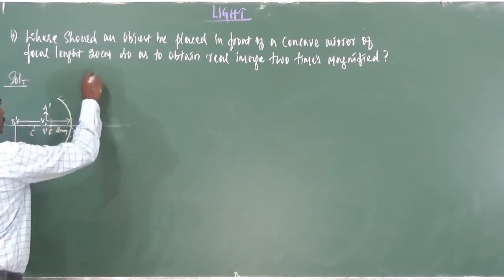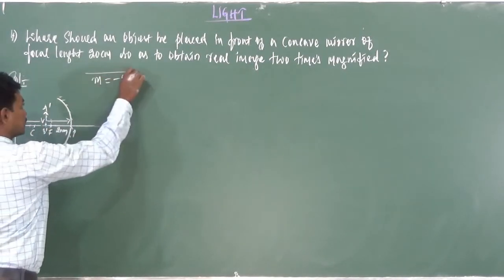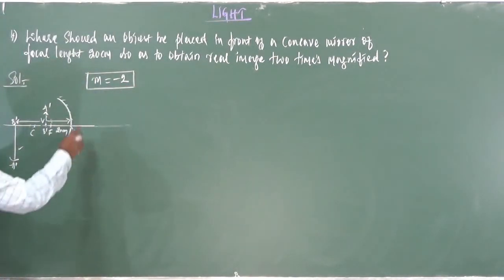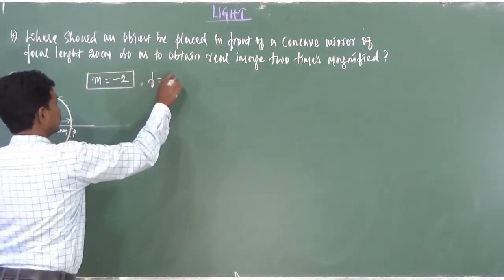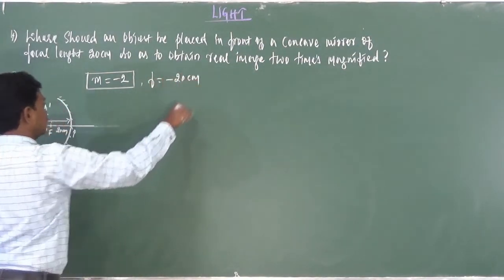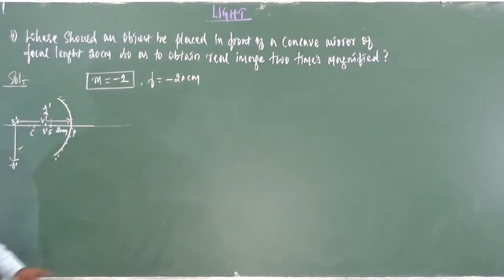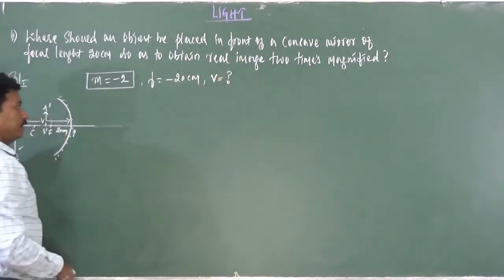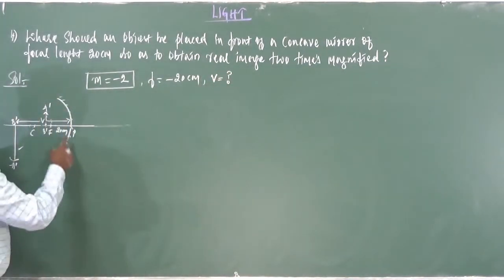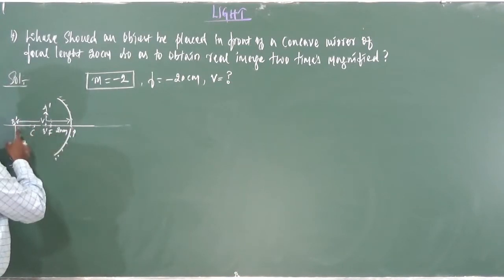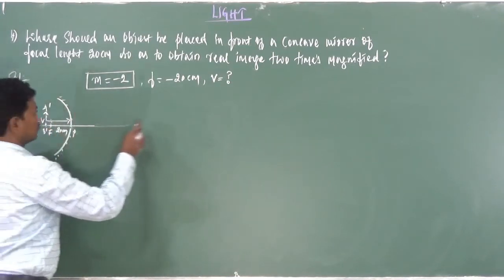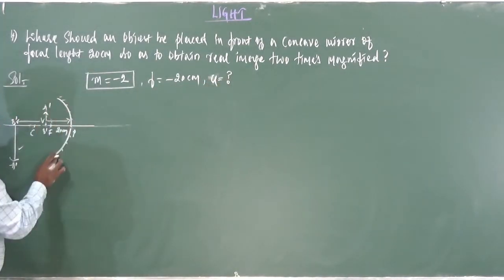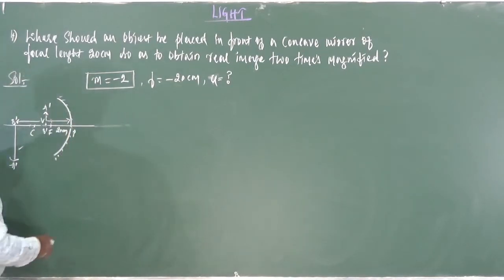So here magnification is -2 because the image formed is a real image. So magnification is negative, m is equal to -2. Then focal length is -20 centimeters because the focal length of a concave mirror is always negative. You have to find the object distance, where the object has to be placed in front of the mirror. Therefore, you have to find the value of U.